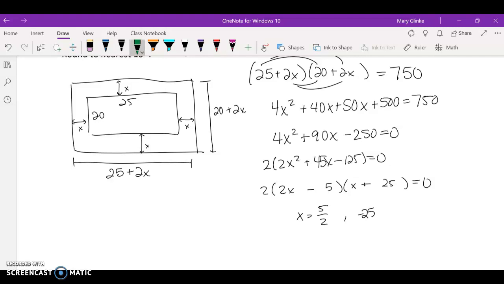So in this problem, the negative just doesn't work with the context. So the width would be 2.5 meters for that border.